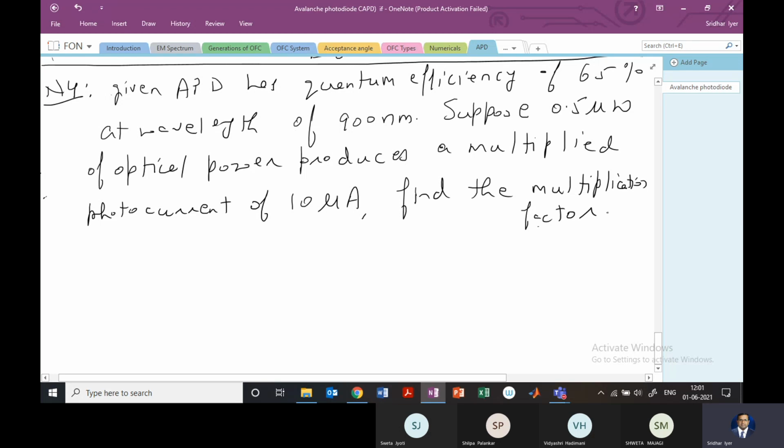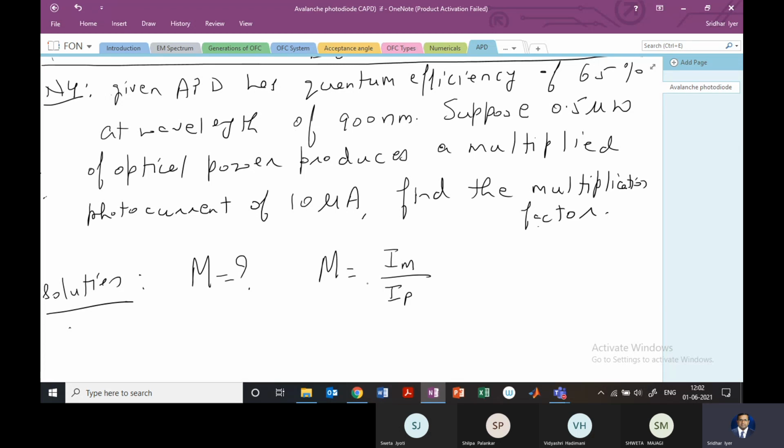Find the multiplication factor. What we need to find is M, and M is the multiplied photocurrent divided by the unmultiplied photocurrent. This IP, as I told you, in the denominator we'll get from the pin diode also. IM is just the multiplied photocurrent.